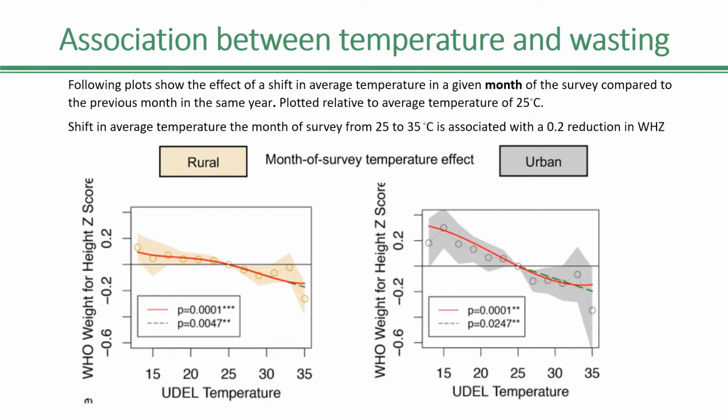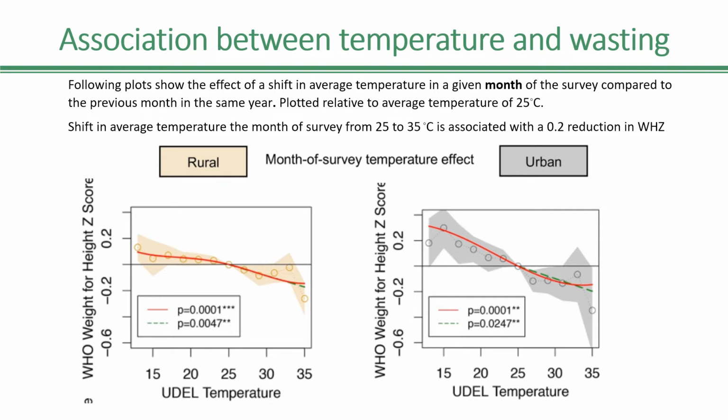They also looked at the change in average temperature in a given month compared to the previous month, which is very relevant for us when we consider seasonality of nutrition surveys. So here again, we have very general trends demonstrating that if a month is hotter than 25 degrees compared to the previous month, we see deteriorating weight for height Z-score. And again, this occurs both in rural and in urban areas. Overall, an increase in the average monthly temperature from 25 to 35 degrees was associated with a worsening in weight for height Z-scores of minus 0.2 Z-scores.